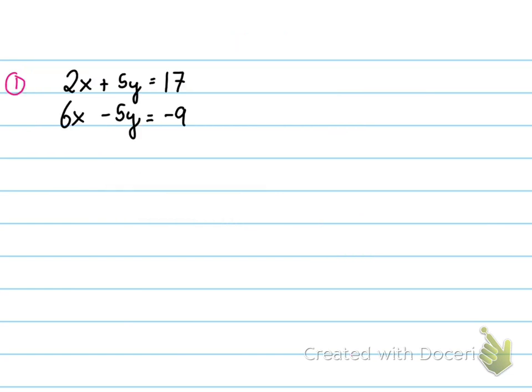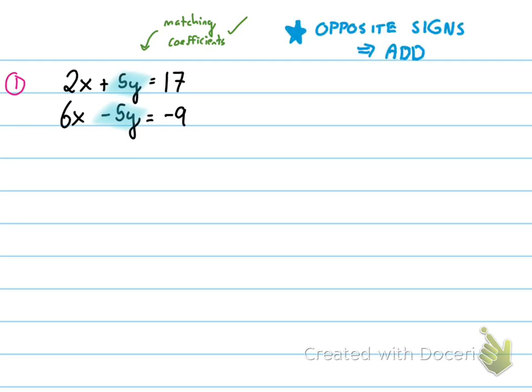In example number 1, we have 2x plus 5y equals 17, and 6x minus 5y equals negative 9. I'm going to focus on the y's because they have the same coefficient. Since our coefficients match up, that's going to be the easiest to get rid of. Other thing to note, opposite signs, we're going to add the equations together. If we have the same sign, we're going to subtract. Since there's a positive 5y and a negative 5y, they have opposite signs, so we're going to add these equations together.